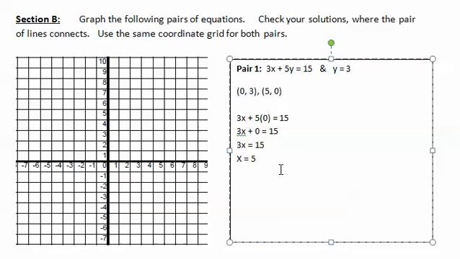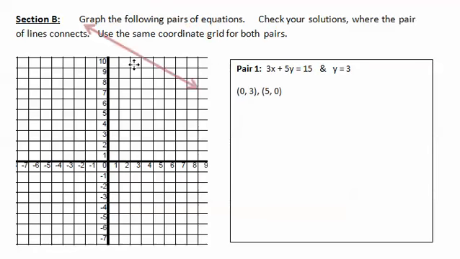Because we've now found our x and y intercepts, we're going to graph this first equation. I already have the lines, so let's see if we can. Here we go. We've got 0, 3, and we've got 5, 0. Those are our two points. So that's the graphing of the first equation, 3x plus 5y equals 15.